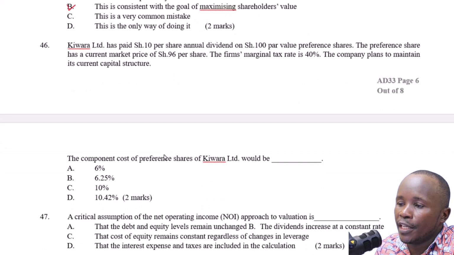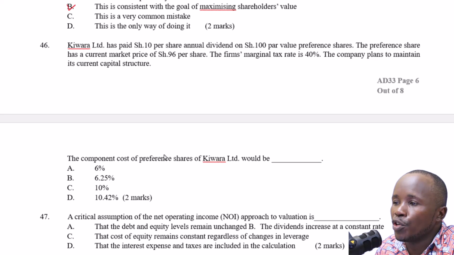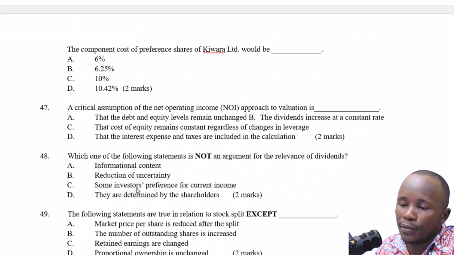Question 46, you're told Kawira Limited has paid shillings 10 per share annual dividends on shillings 100 par value. The preference share has a current market price of 96. The firm's marginal tax rate is 40%. The company plans to maintain its capital structure. You are told the component cost of preference shares of Kawira Limited will be what?